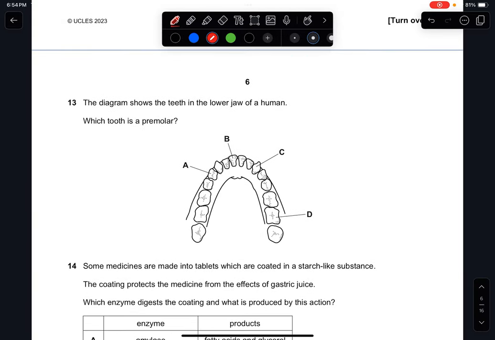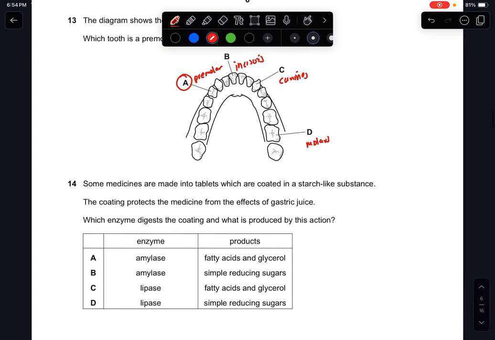Question 13. The diagram shows the teeth in the lower jaw of a human. Which tooth is a premolar? So premolar, it's basically before a molar. So we know that here are the incisors. This is a premolar. We kind of know the answer if I label it already. This is the canines. And these are the molars. So the correct answer is A. Okay, next question.